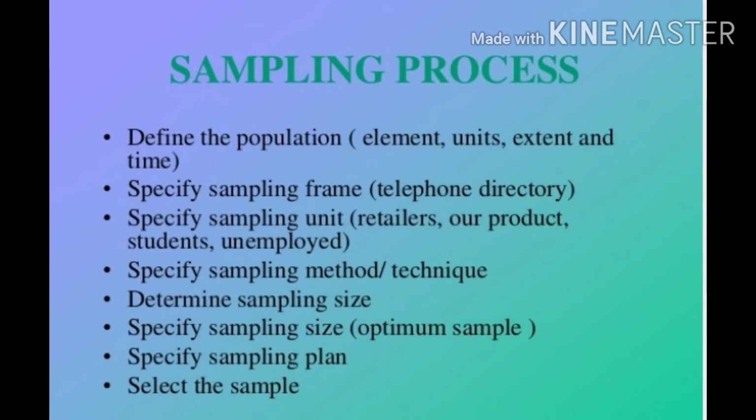So, the sampling process. Define the population, that is elements, units, extent and time. Next, specify the sampling frame, that is a telephone directory. Specify the sampling unit, that is retailers, our product, students, unemployed. Specify the sampling method or technique, determine the sample size, that is the optimum sample. Specify the sampling plan. Select the sample. These are the sampling process steps.